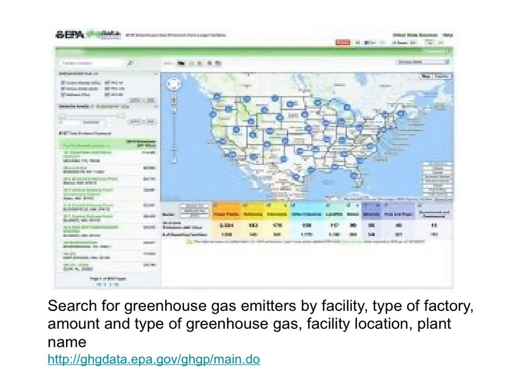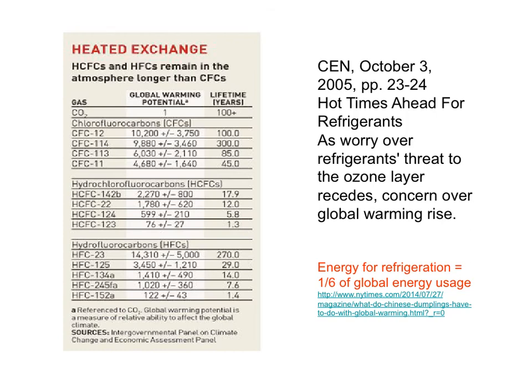This map allows the user to search for greenhouse gas emitters. Although refrigerants are less damaging to the ozone, which protects us from UV, refrigeration uses about 1/6 of all the global energy.